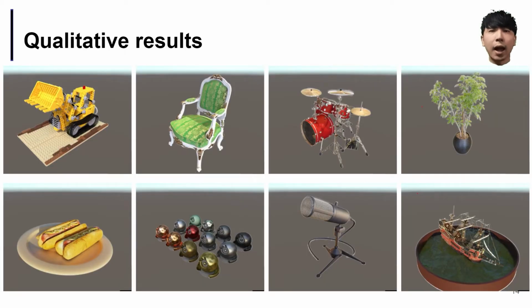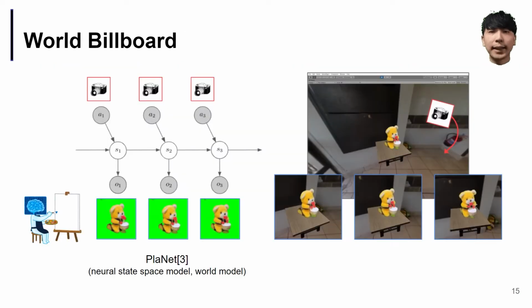We converted 8 objects in the NeRF dataset to Deep Billboard. As is obvious, there is no deterioration in quality at all, and they can be viewed in VR as normal 3D objects. Next, we introduce World Billboard.